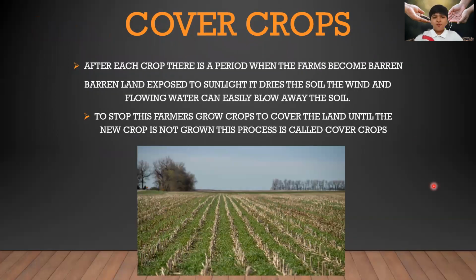Cover crops. After each crop, there is a period when the farms become barren. Yes, and barren land exposed to sunlight dries the soil, and flowing water can easily blow away the soil. To stop this, farmers grow crops to cover the land until the new crop is grown. This process is called cover crops. Yes, you can see here, the new plants have not grown. That's why the farmers have planted grasses. And after the new plants are grown, they remove these grasses or keep them as cattle feed.